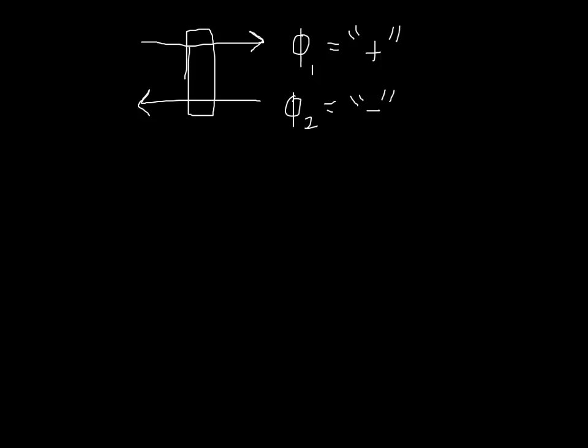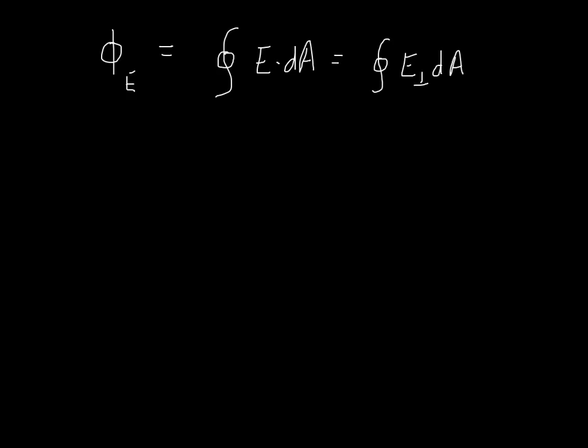Now, what does the electric flux of a closed surface look like? For a closed surface, we have something that looks very similar. The electric flux is equal to the integral of E dot dA with this little circle on the integral. This circle means that my surface is what we call closed. Otherwise, it looks exactly the same as an open surface. So this is like a closed box of some sort.